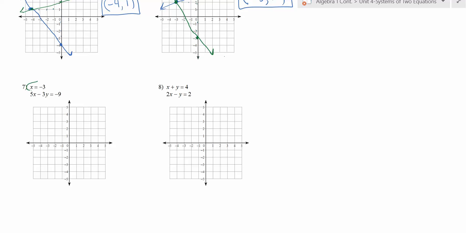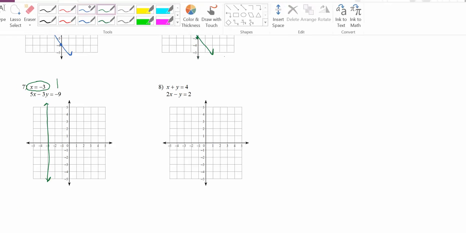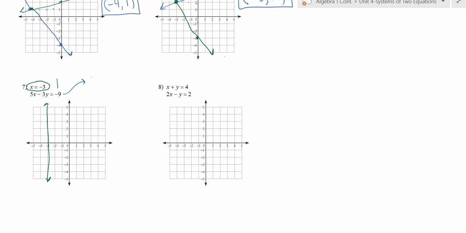All right, number 7. So x equals -3. Now remember, this is a vertical line. So I'm going to go to x equals -3. Draw on my vertical line. You're going to notice the next equation does not have y solved for, so I'm going to actually rewrite it over here.